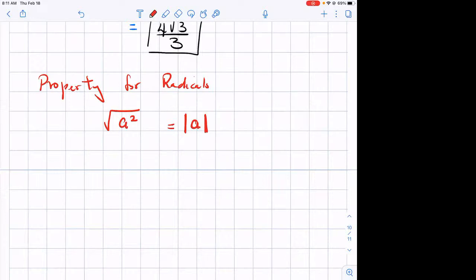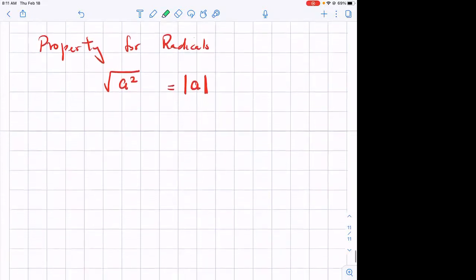And that's important because when you use some homework platform systems, it's very important that you write the absolute value sign or symbol. Okay? That is very important. So anytime we have an even index, this is when that will occur. And I just wanted to point out that property because that one is generally overlooked.